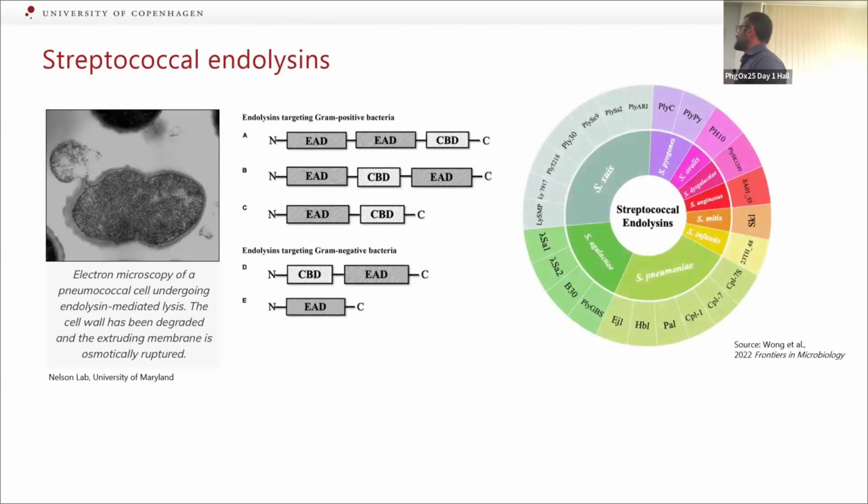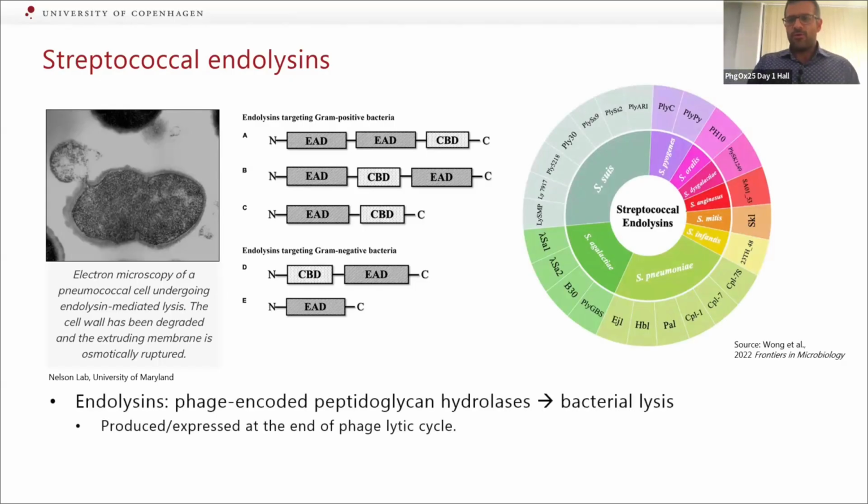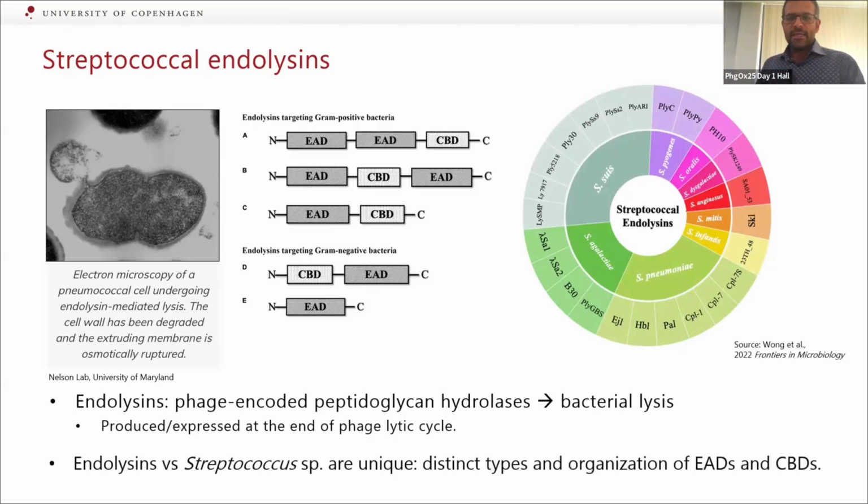Very briefly for the endolysins, they consist of some protein domains, mainly enzymatic activity domains and cell binding domains, so I'm not going to refer a lot to that. They are part of the phage lytic cycle, so in the end they are able to disrupt the cell wall, and in Streptococcus pyogenes they can be quite unique.